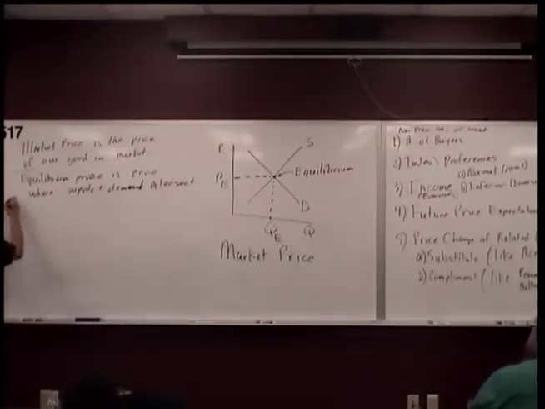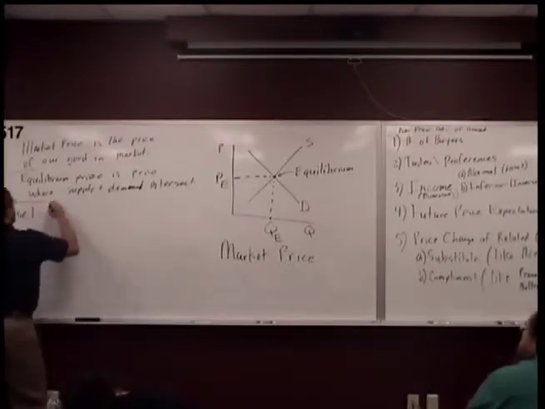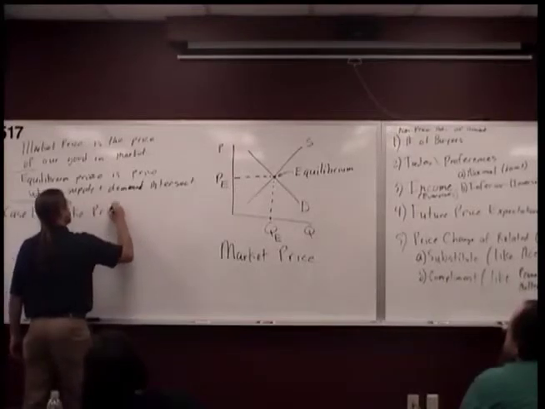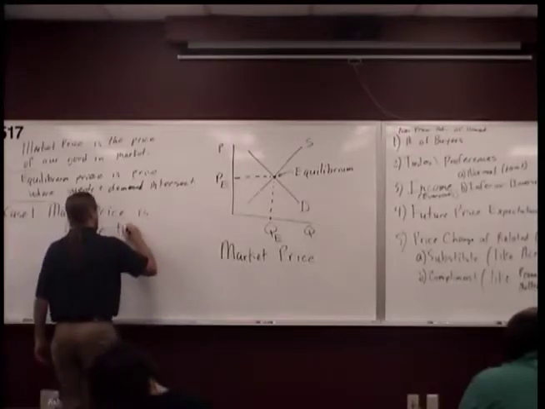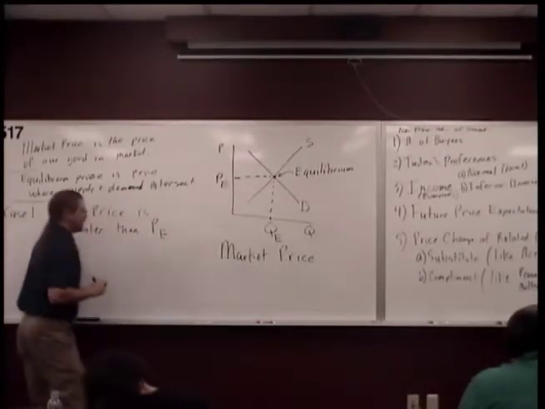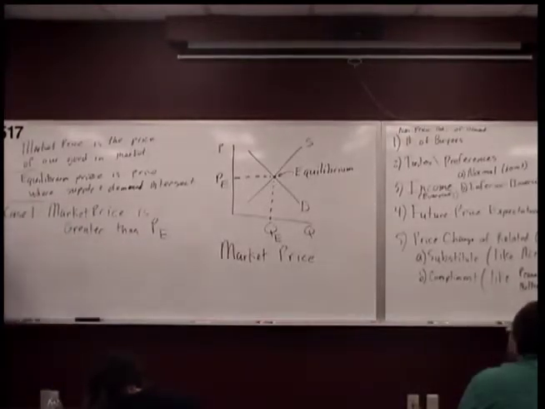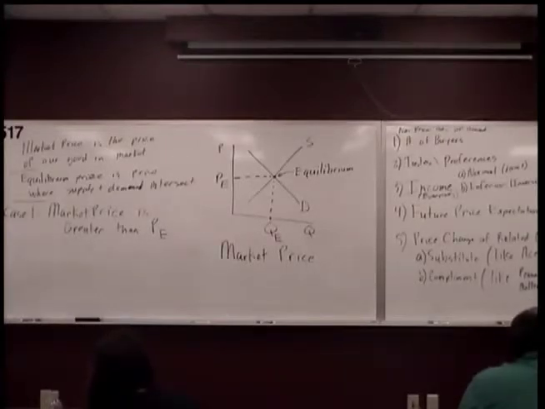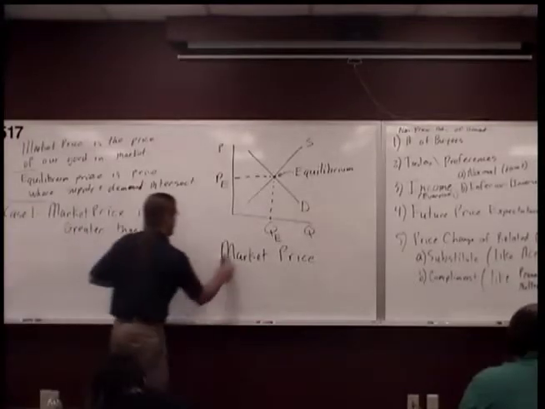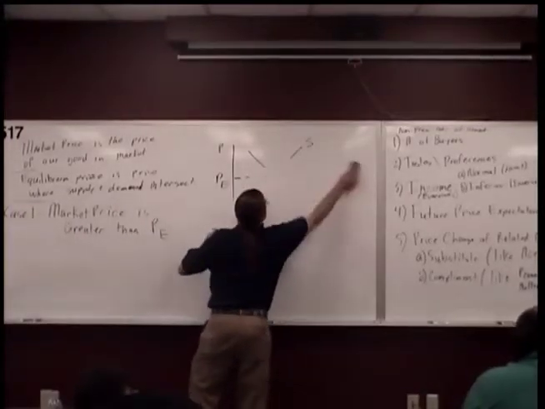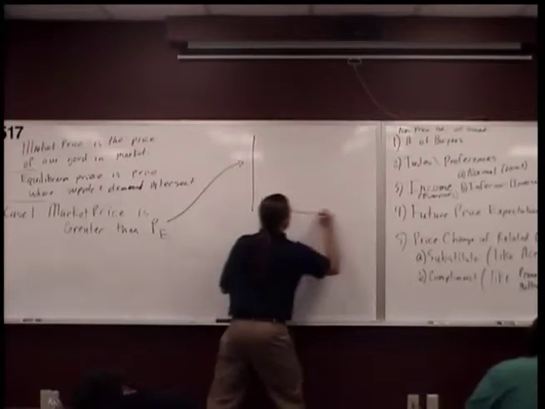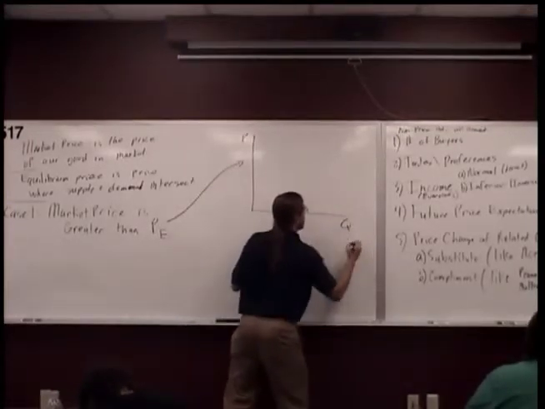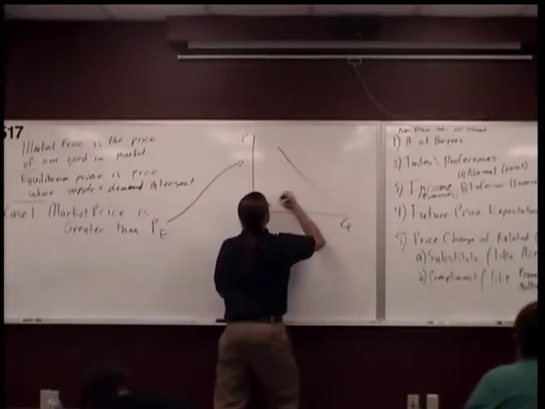All right? So case one, market price is greater than our equilibrium price. And this is my abbreviation for equilibrium price, because otherwise I'll misspell it. All right, so let's look at a model where the market price is greater than the equilibrium price.